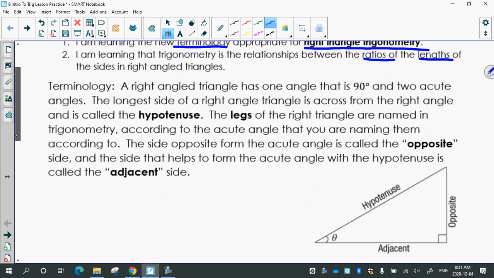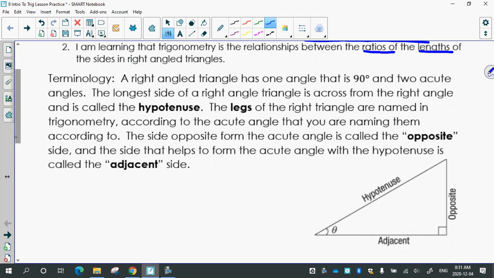So a right angled triangle has one angle that is 90 degrees. And because there's 180 degrees in a triangle, if one of these is 90, that means the other two have to be smaller than 90. Does everyone agree with that? Because 90 and 90 is 180. So the other two have to be smaller than 90. In other words, both of these angles are acute angles, smaller than 90. Does that make sense?